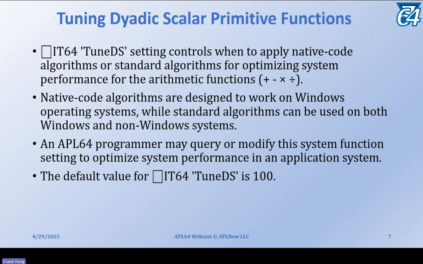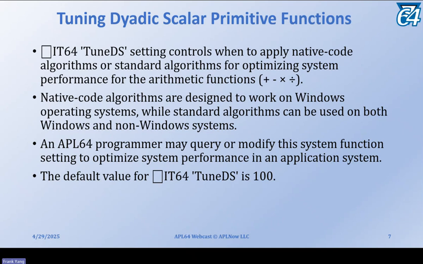When the array size is smaller or equal to the value of TuneDS, the interpreter uses a standard algorithm to process the operation. When the array size is larger than the value of TuneDS, the interpreter uses a native code algorithm to process the operation. The native code algorithm only works on a Windows operating system. The standard algorithm can be run on Windows and non-Windows systems.